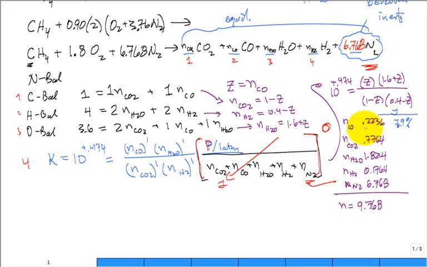For the carbon monoxide, it's 2.3%. For the carbon dioxide, 7.9%. For the water, 17.7%. For the hydrogen, 1.8%. And a whopping 69.3% is the nitrogen. That's what we were asked to solve for.